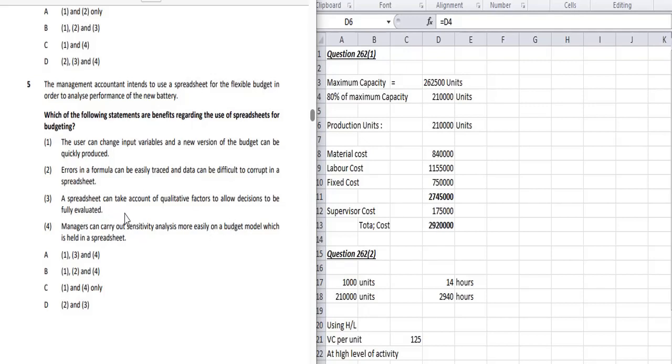A spreadsheet can take account of qualitative factors to allow the decision to be fully evaluated. No, qualitative factors mean non-monetary terms, which are not taken into account in a spreadsheet. So this is also incorrect. Managers can carry out sensitivity analysis more easily on the budget model held in the spreadsheet. So it is correct. While calculating sensitivity analysis, it will be done more easily using the spreadsheet. So option 4 is also correct.